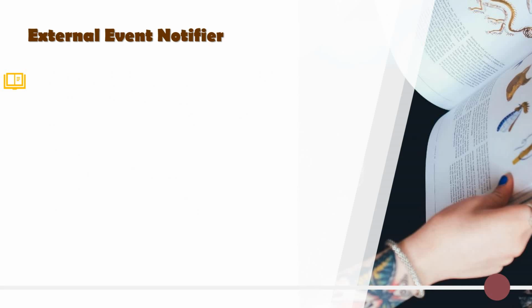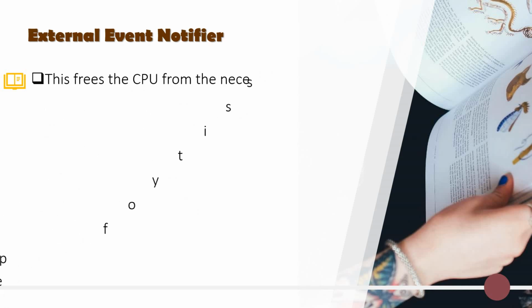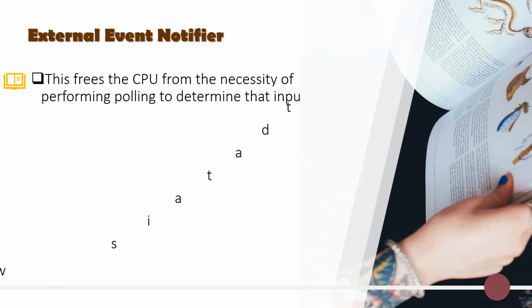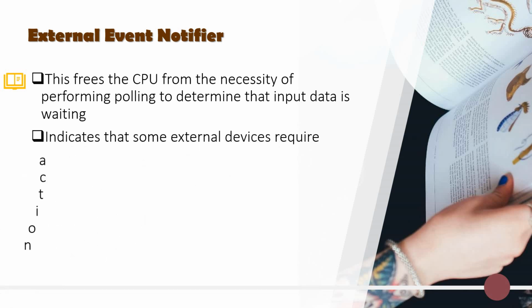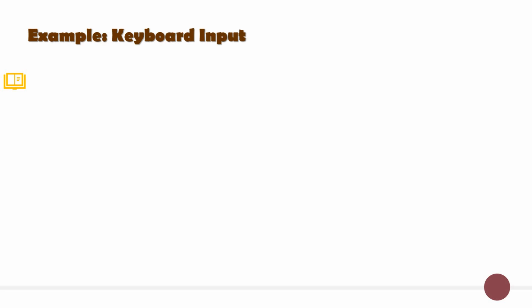External event notifier. This frees the CPU from the necessity of performing polling to determine that input data is waiting. It indicates that some external device requires action. An example is keyboard input.